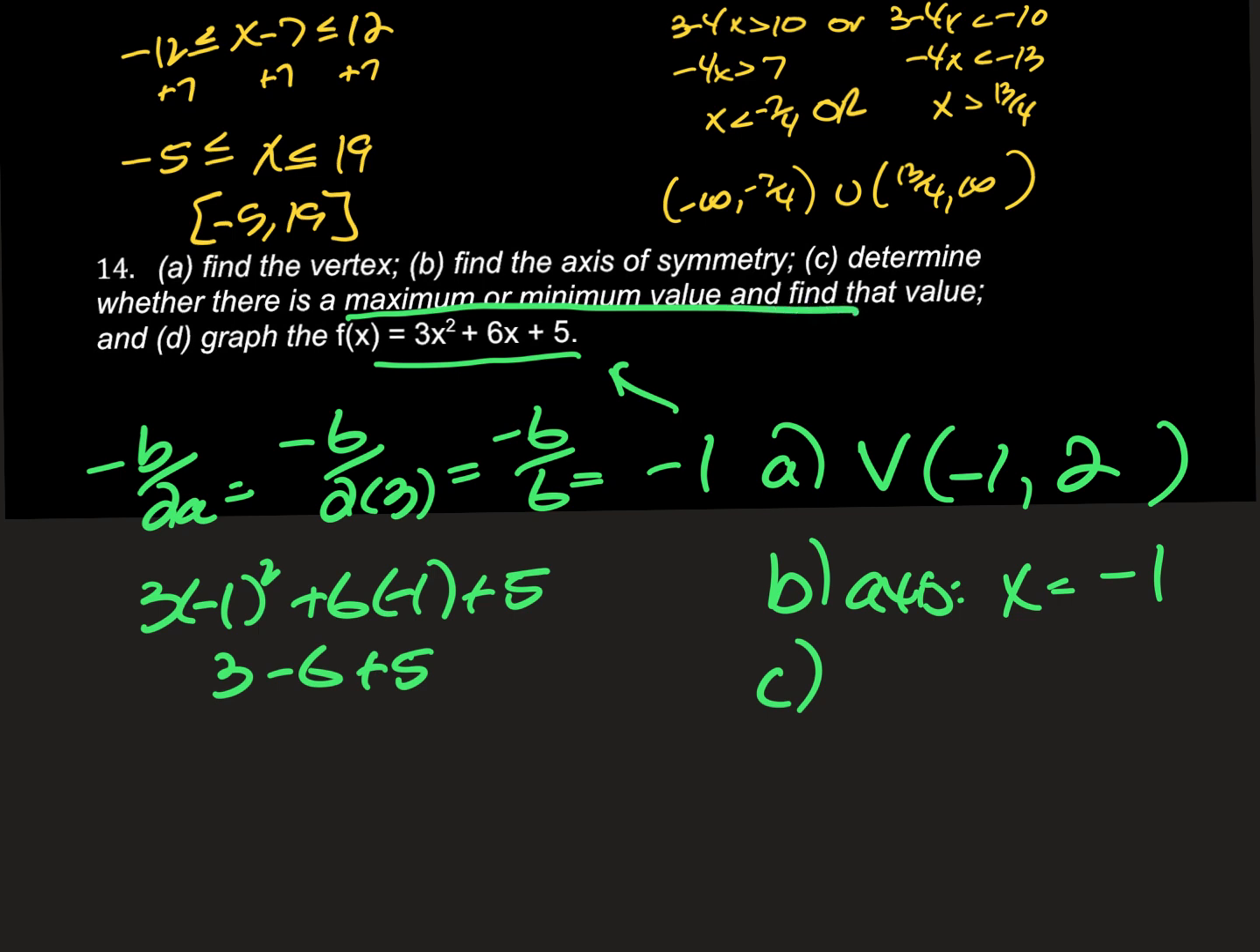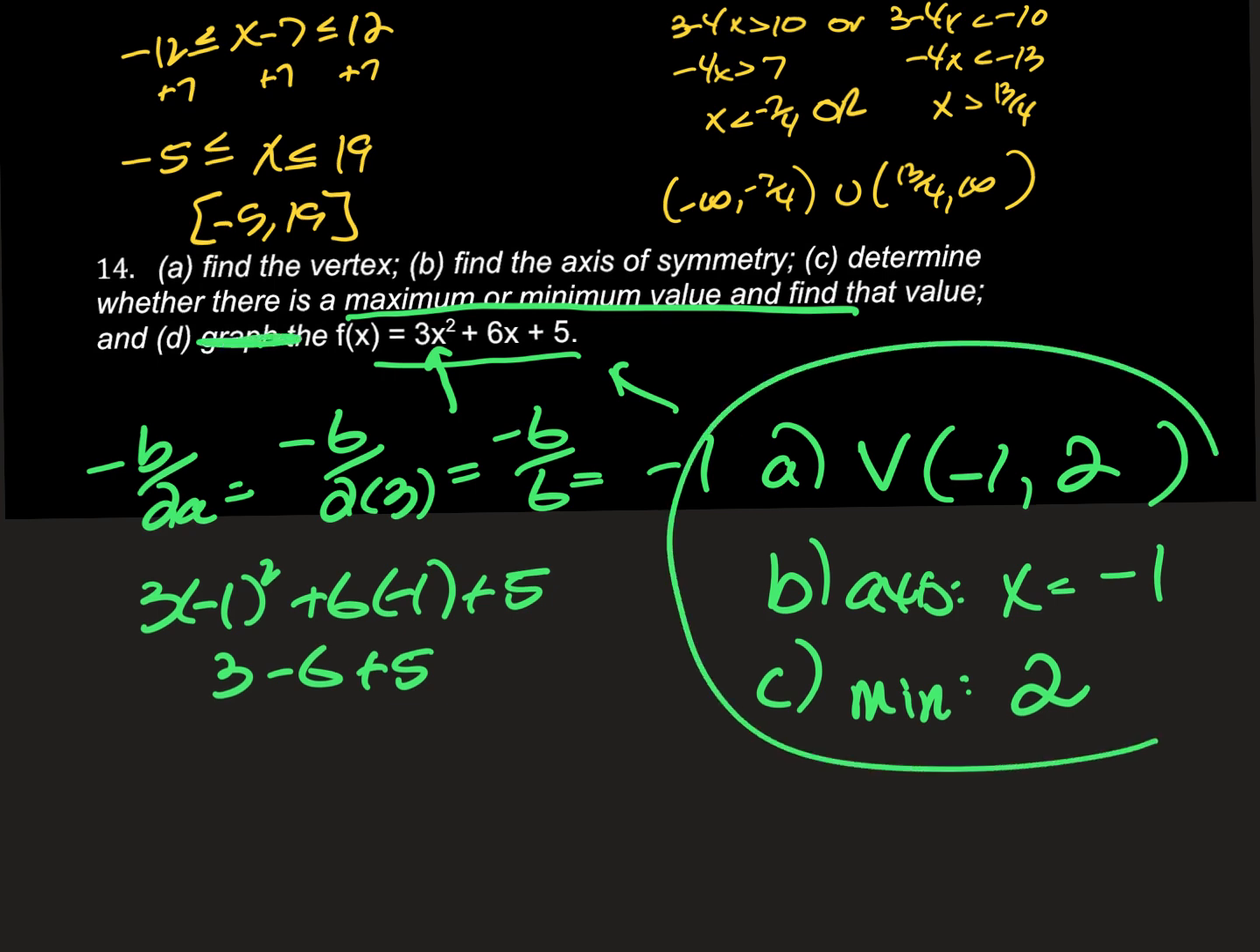Part C, determine if there's a maximum value and find the value. Because this parabola's 3 is positive, it's opening up. Because it opens up, it has a minimum, and the minimum value is always the y-coordinate of the vertex. And there you have it. You don't have to worry about part D tomorrow or today. So we can stop right there.